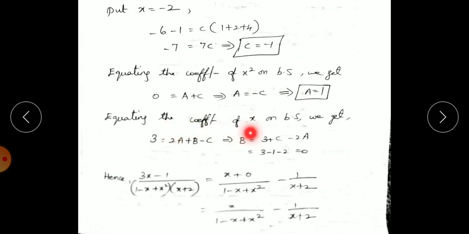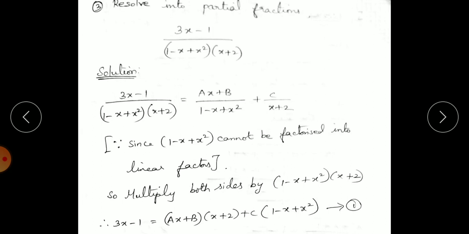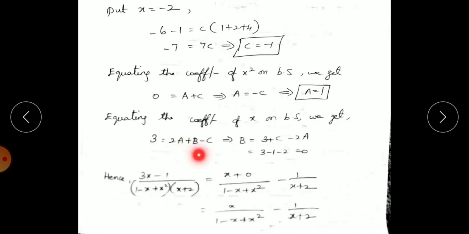Now we equate the coefficients of x on both sides. Here we have 3x minus 1, so 3 is there. Here the x term is 2a plus b minus c after reducing. So from this we get b equal to 3 plus c minus 2a. Now substitute the a and c values, and we get the b value as 0.